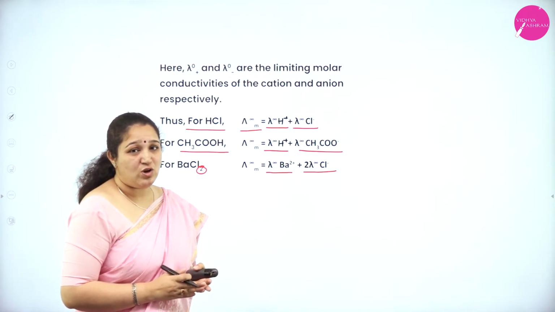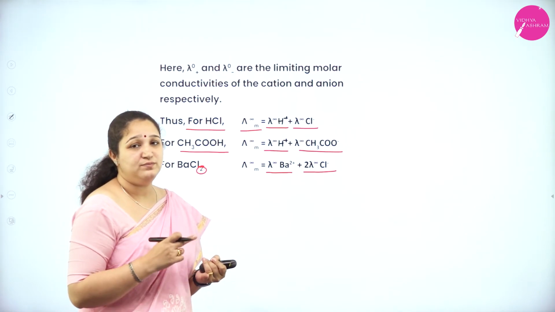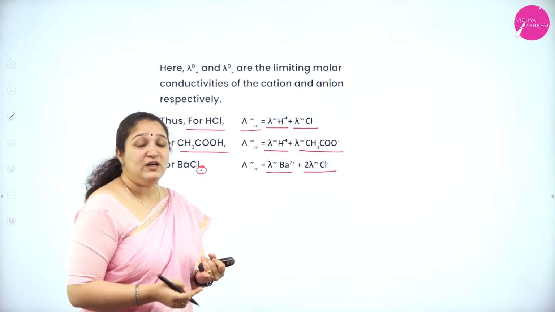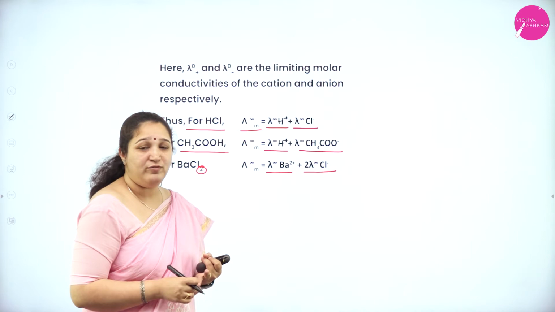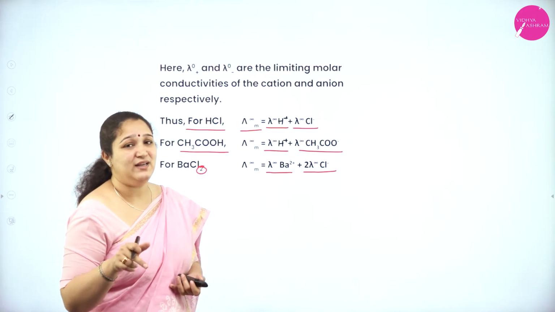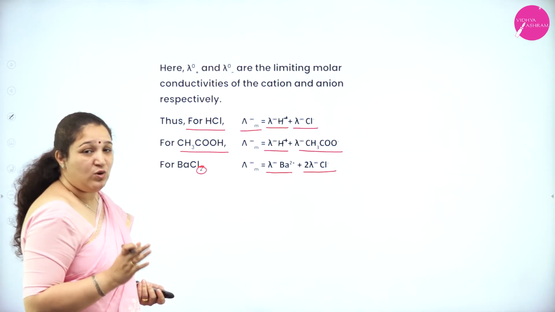So, what does Kohlrausch law tell? The limiting molar conductivity of a solution is equal to the sum of the molar conductivities of the anions and cations produced by that electrolyte. Okay, so that's about the Kohlrausch law.